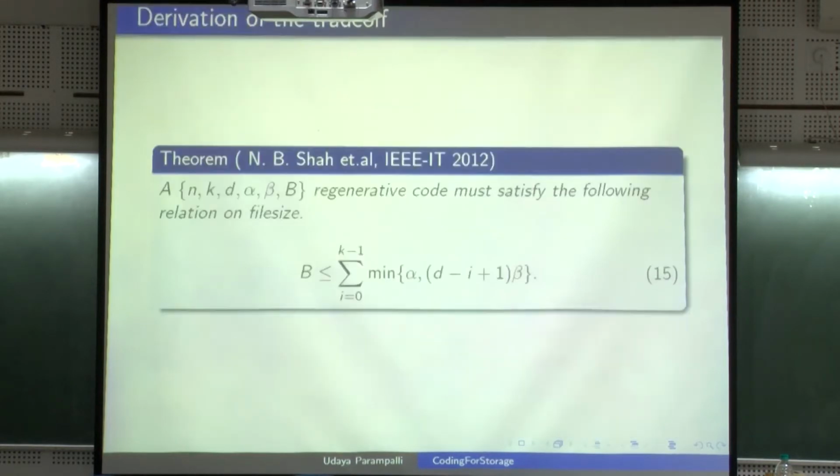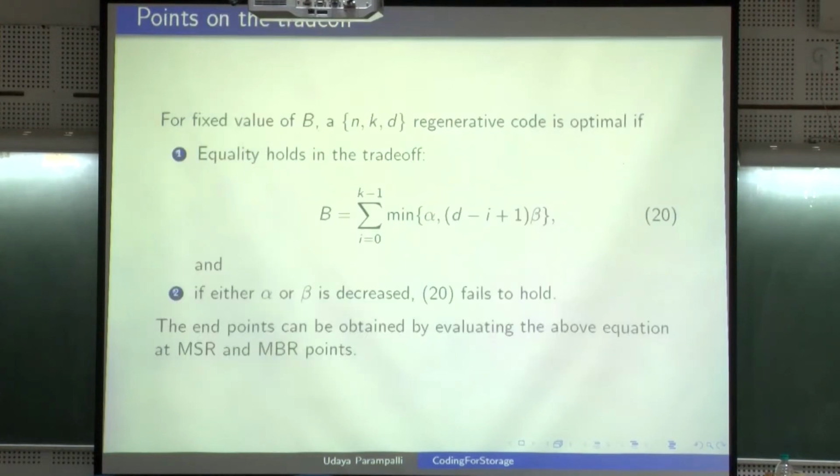Okay. So this is the file. For a fixed value of p, NG is optimal if equality holds in the trade-off, and if either alpha or beta is decreased even a little bit, then this equation doesn't hold. The endpoints can now be evaluated.